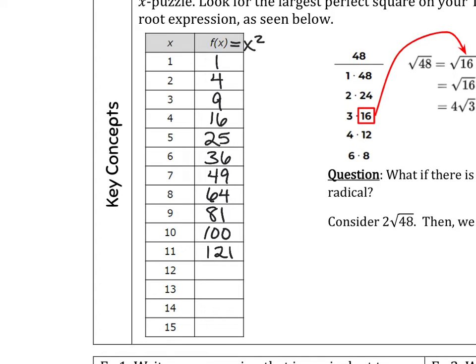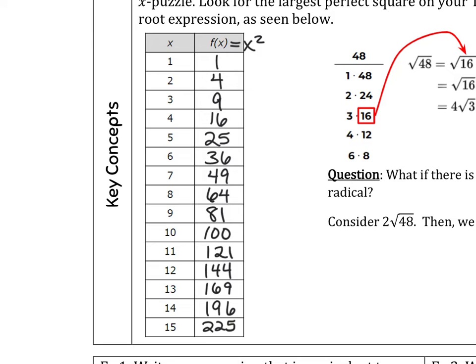121. At this point, I think we're going to get to numbers we don't know, so go ahead and use your calculator. What is 12 squared? 144. What's 13 squared? 169. What's 14 squared? 196. And 15 is 225.